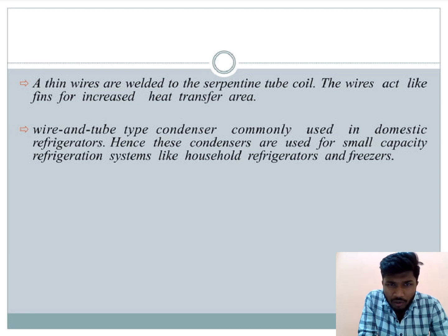A thin wire is welded to the suspended tube coil. The wire acts like fins for increasing the heat transfer area. Wire and tube type condensers are commonly used in domestic refrigerators. Hence, these condensers are used for small capacity refrigeration systems like household refrigerators and fridges.